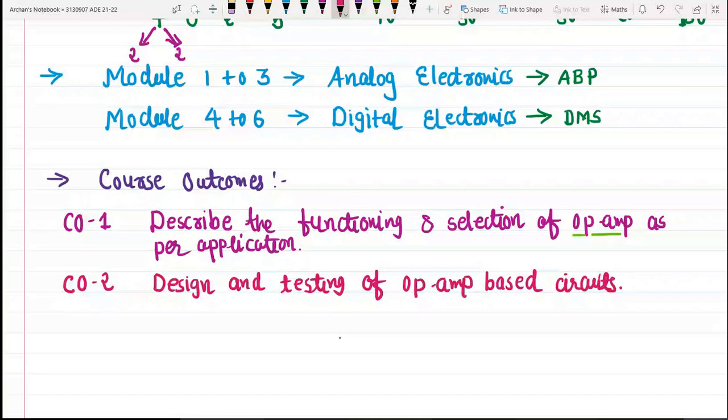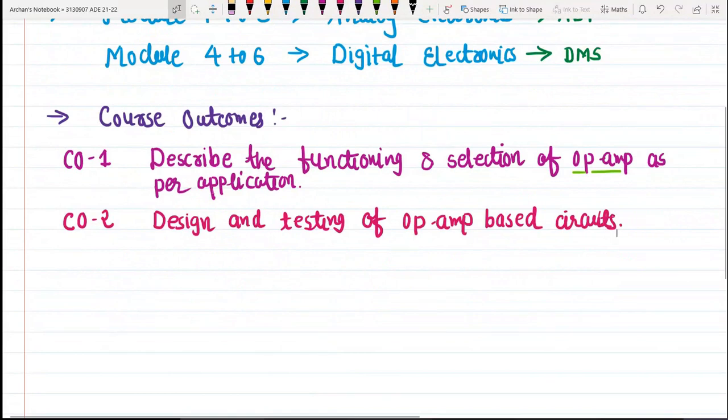And you will be able to test that particular circuit. Once we have designed the circuit, we have to test that circuit for a particular application, right? So after completion of these modules of analog electronics, we will be able to design as well as test the circuits, right? Then next 2 COs are pertaining to digital electronics.